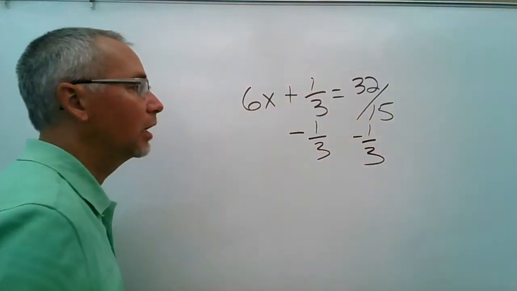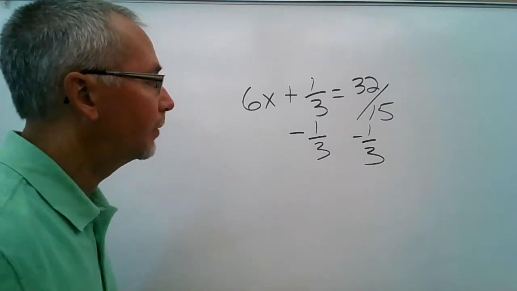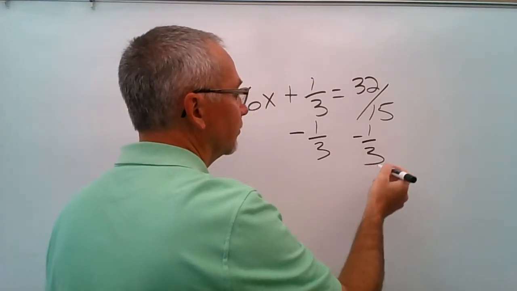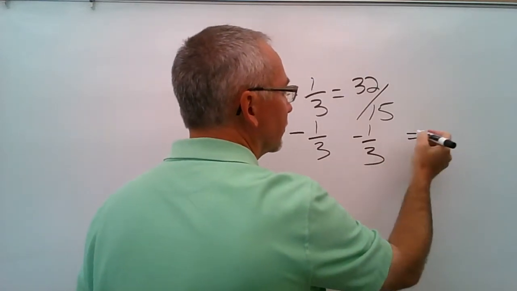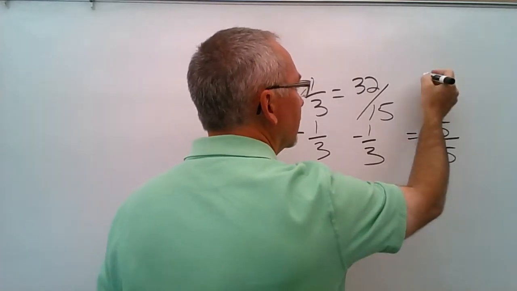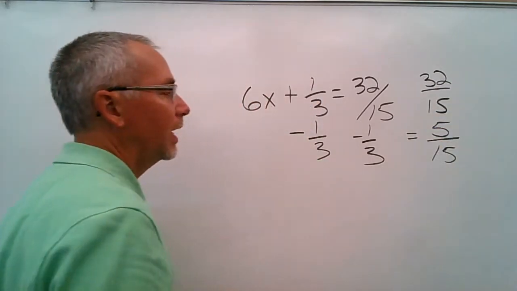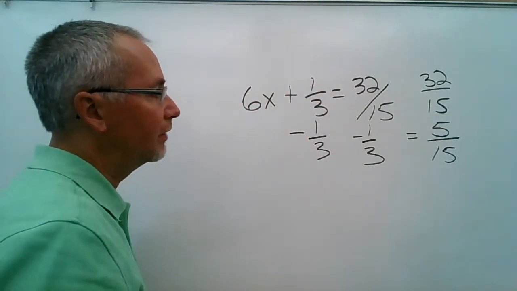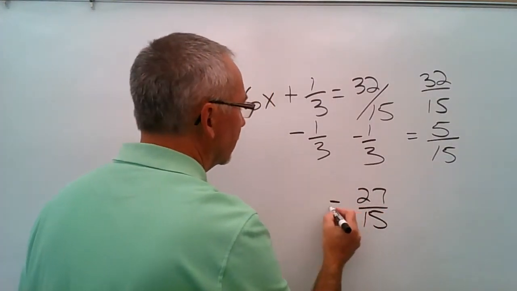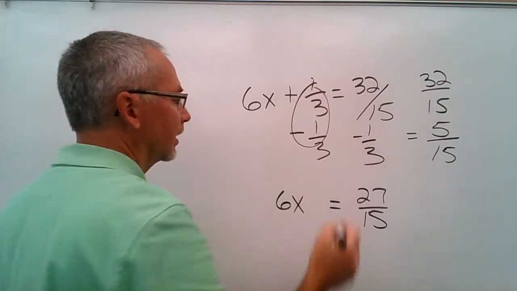Well, obviously I know that when I'm subtracting fractions, I must have a common denominator. And a common denominator in this case is going to be 15. So this bottom becomes 15, the top then would become 5, and we still have 32 over 15. And it's a positive 32 minus a 5, so that's going to give me 27 over 15 is equal to 6x, because those obviously will cancel out.